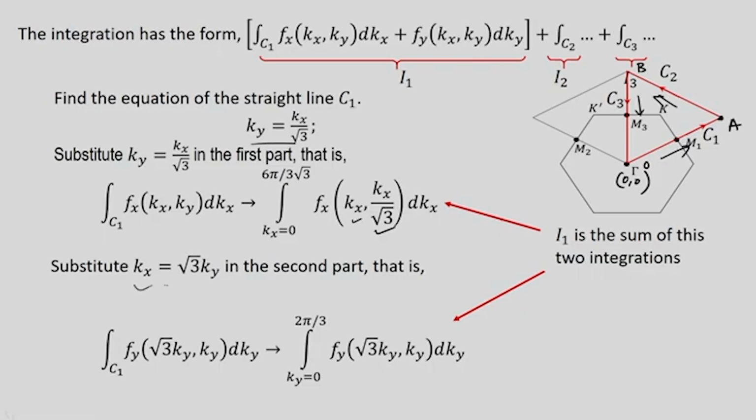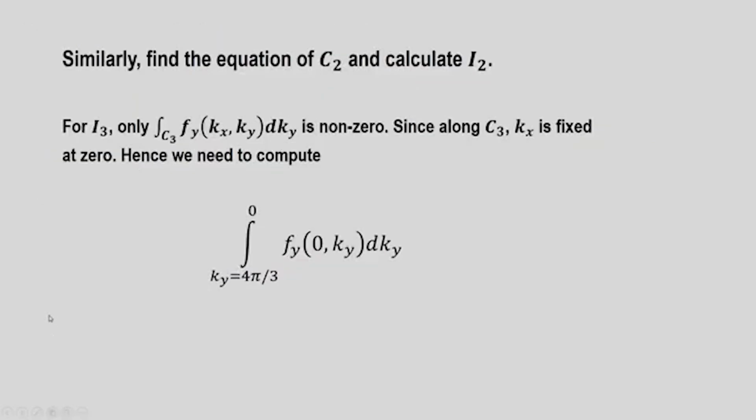If we substitute kx equal to root 3 ky, which is what the equation tells you, then this becomes root 3 ky over dky, and ky goes from 0 to 2 pi over 3 and so on. So, the double integral is calculated in 2 steps: in step number 1, first you do the kx integral and then you do the ky integral. Similarly, one has to do the C2 integral I2, and for I3 only dky is non-zero because kx is constant. So, kx is fixed at a value 0.